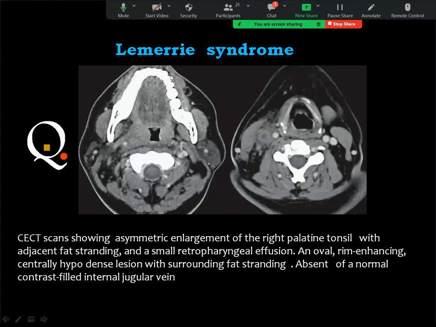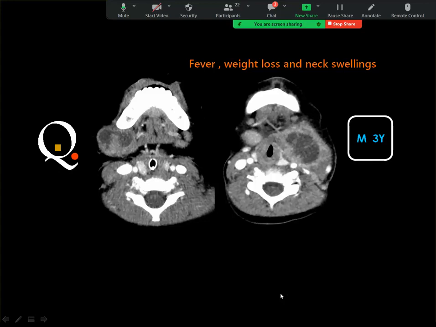And this is the clue for Lemierre syndrome, which is inflammatory thrombosis of the internal jugular vein. This is, of course, not a lymph node, because simply you should have the common carotid and the internal jugular vein. The internal jugular vein is not seen, and it is thrombosed secondary to inflammation, and this is known as Lemierre syndrome. Male, 3 years old, with fever, weight loss, and neck swellings.